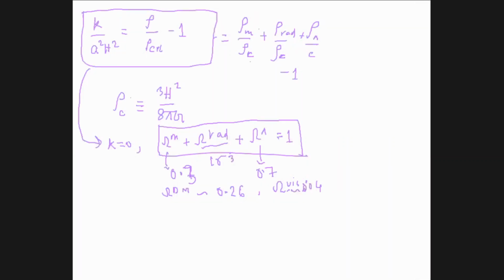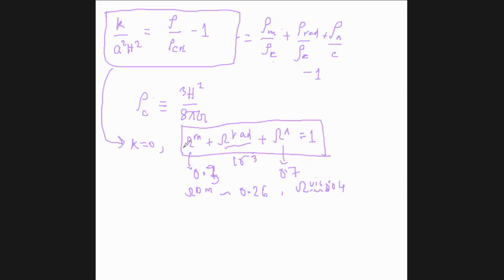Yes, sir. So now this omega matter of 0.3 is today only. I am talking about today. So omega matter is basically omega m0 by a cube. You can see it because rho goes as rho naught by a cube. And omega radiation is omega radiation 0 by a to the power 4. Like that you can write omega lambda. So omega m0 is 0.3, omega lambda 0 is 0.7.